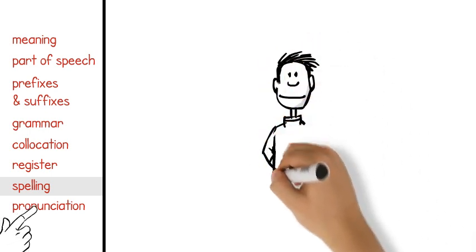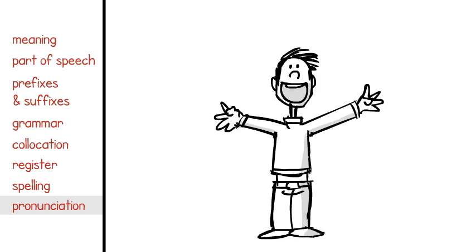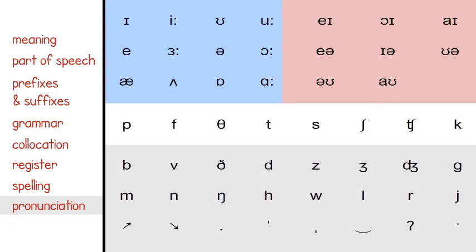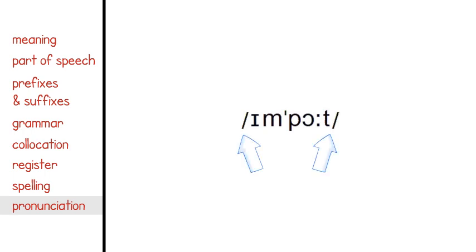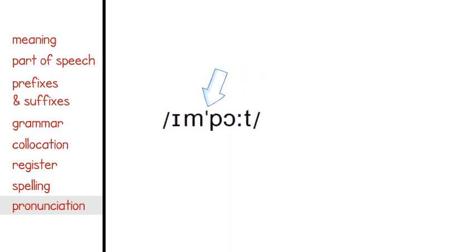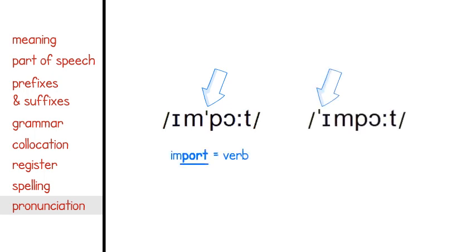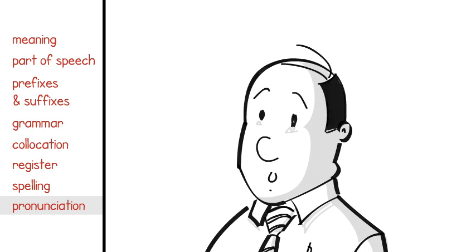Finally, we need to know how to pronounce the word. It is a good idea to learn some basic phonetic script so that you can read the correct pronunciation in a dictionary. Phonetic script is shown between slanted lines like this. The phonetic transcript also shows us which syllables are stressed, often shown like this. Note that a word's part of speech sometimes affects its syllable stress, such as import for a verb and import for a noun.